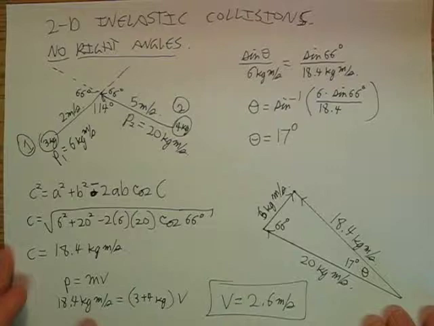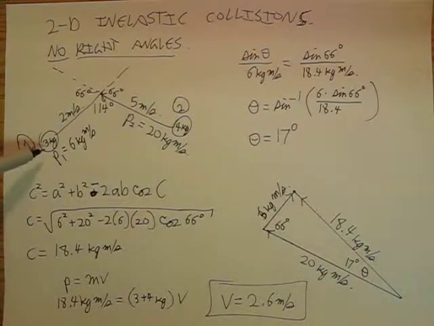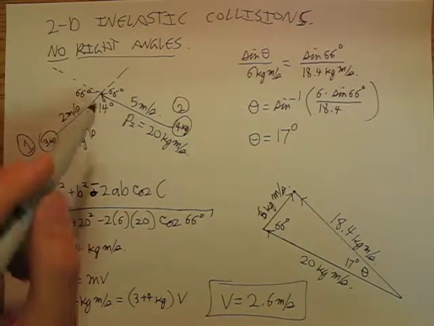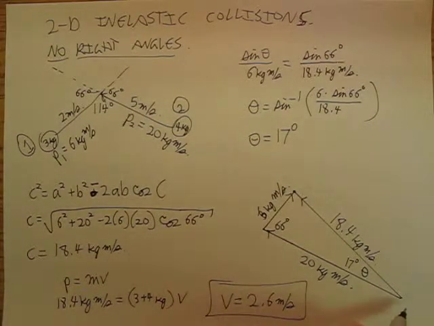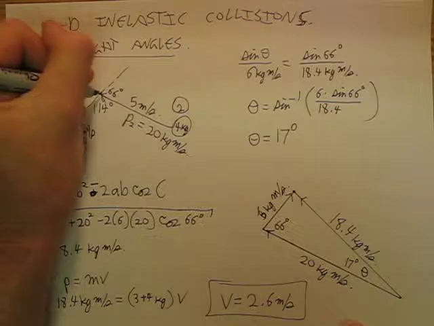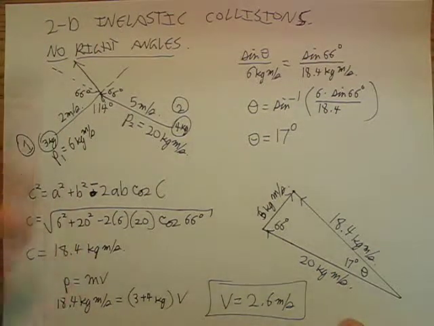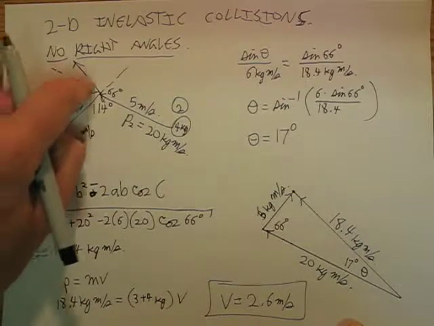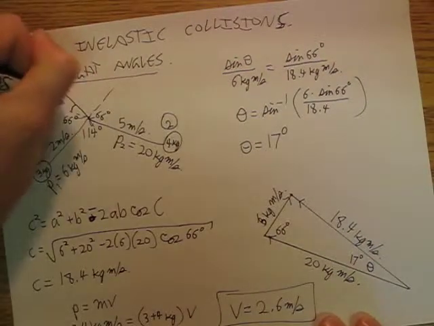Okay, so to recap that, we had a 3 kilogram object shooting this way at 2 meters per second, a 4 kilogram object shooting that way at 5 meters per second, and then overall the momentum vectors are going to be that momentum vector plus that momentum vector. We're going to have an overall momentum of 18.4 kilogram meters per second, 17 degrees off of that line, and so these two balls are basically going to go that way at a speed of 2.6 meters per second, and that angle is going to be 17 degrees off of that dotted line.